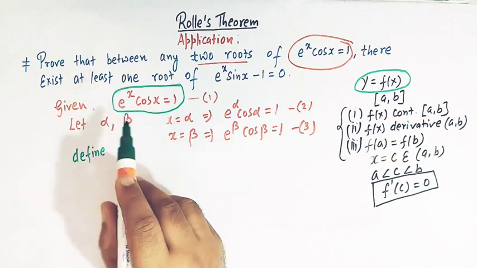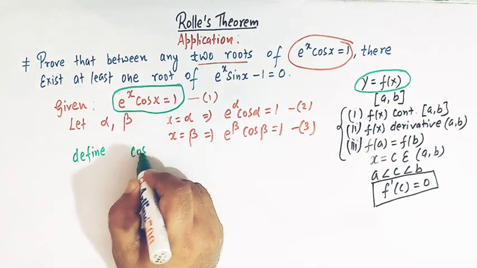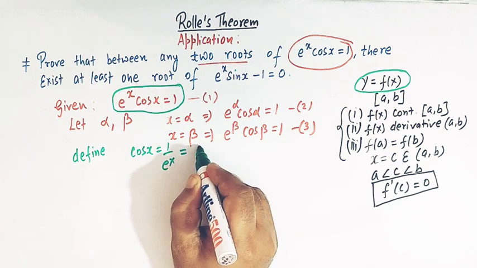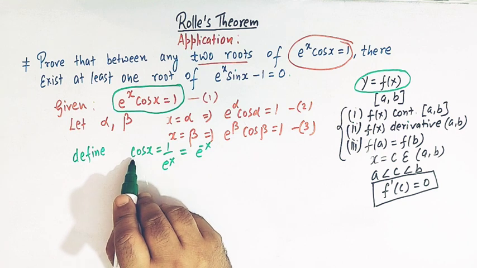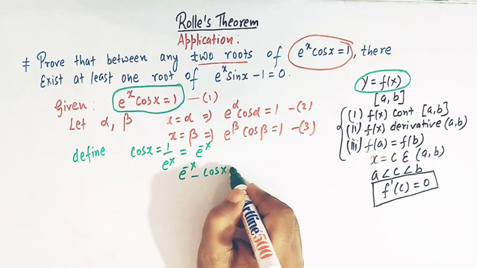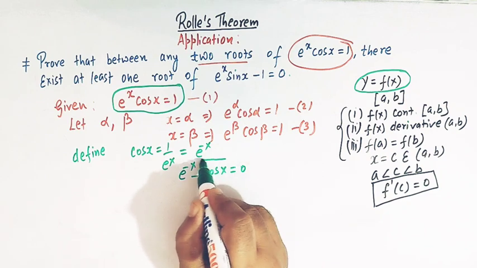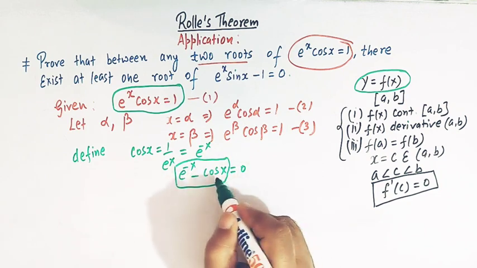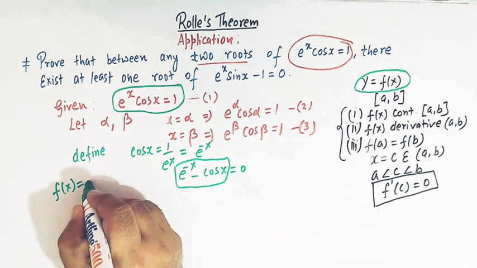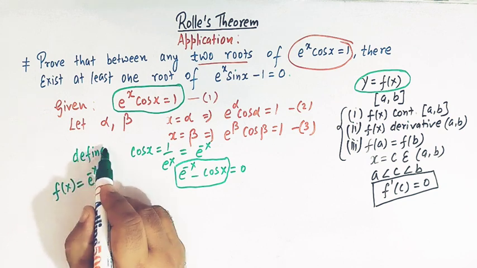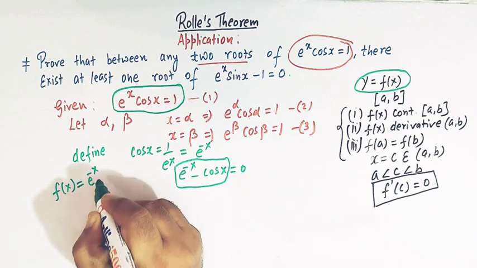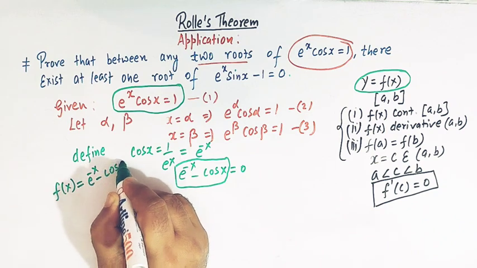Now see, if we write this equation as cos x is equal to 1 over e raised to x, which can be written as e raised to minus x, and if we take cos x to this side, we have e raised to minus x minus cos x is equal to 0. Then this left hand part of this equation may be treated as our function f of x. So we can define the function f of x is equal to e raised to minus x minus cos x.